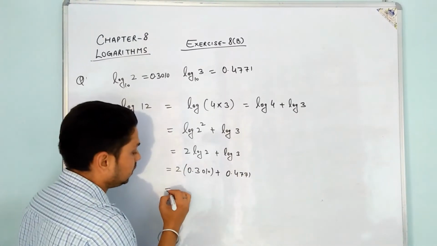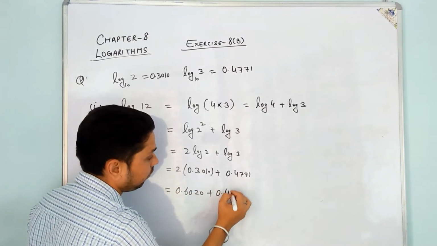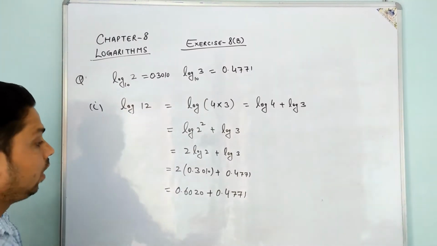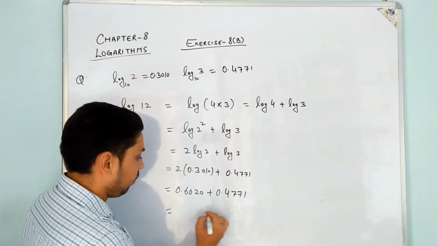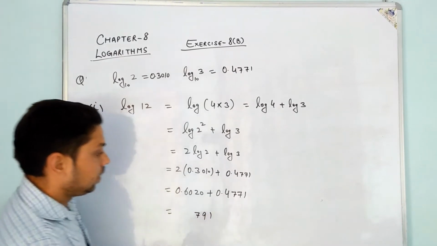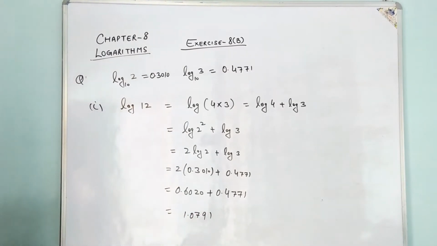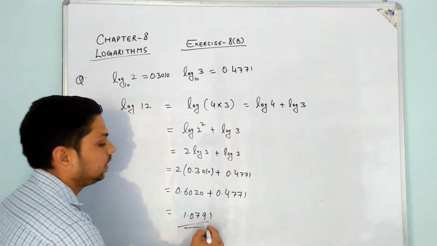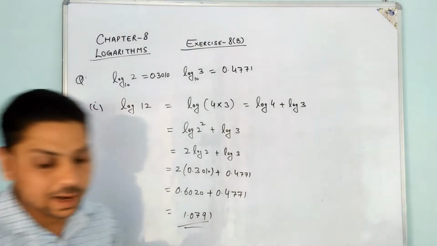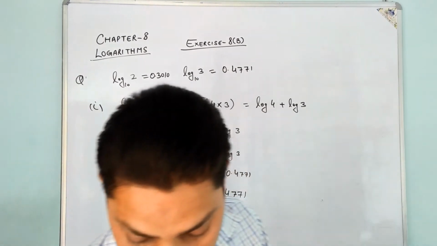4771. This will give you 0.6020 plus 0.4771. Okay, when you add this, it will give you 1.0791 as the answer. Simply reduce the term into log 2 and log 3 and directly substitute the value here. Then question number 13 here.